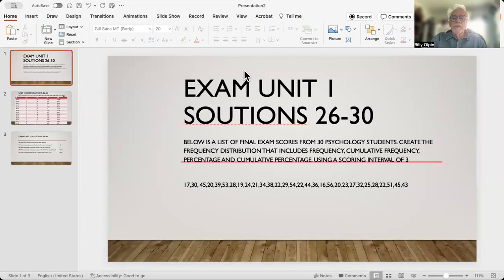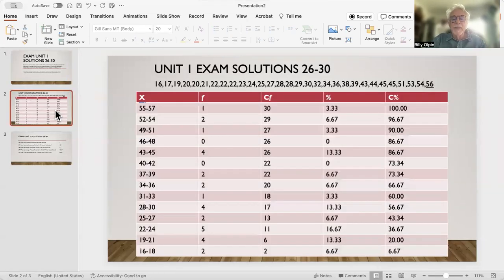The question was, right? Question starts with, and this is the setup: below is a list of final exam scores from 30 psychology students. Create the frequency distribution that includes frequency, cumulative frequency, percentage, and cumulative percentage using a scoring interval of 3. And here is your list of scores. And I counted them multiple times, so I know there is 30.